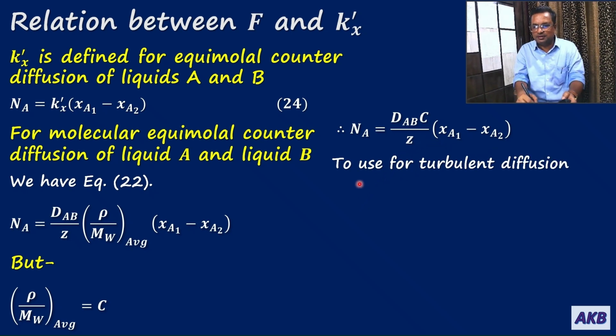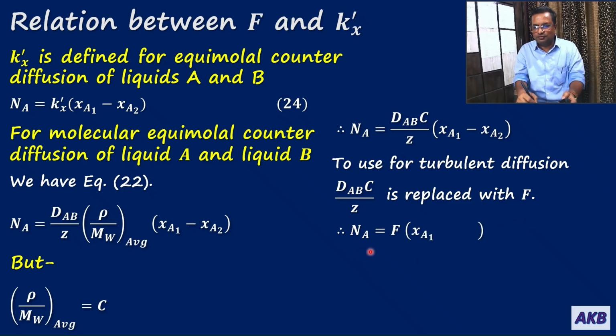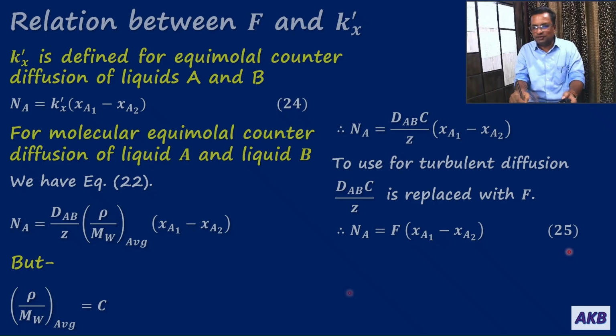Now you can compare. But in order to use it for turbulent diffusion, the term D_AB C upon Z, we will have to replace with F. So therefore it will be N_A is equal to F into (X_A1 minus X_A2). Equation 20.